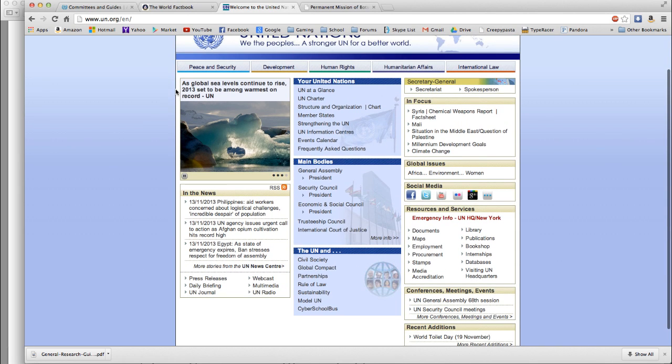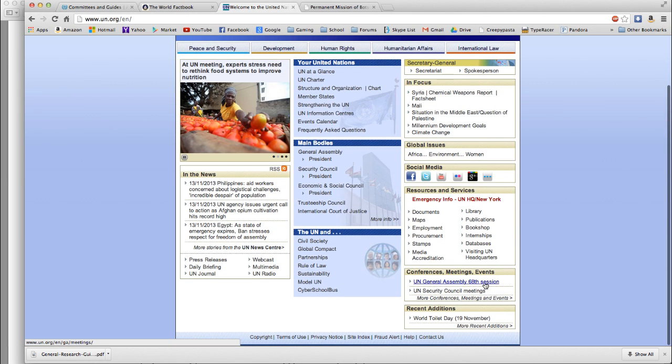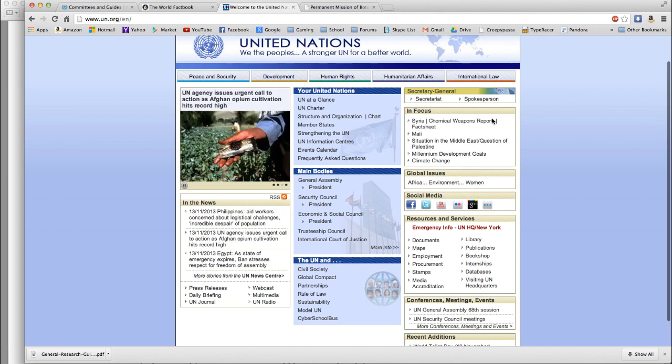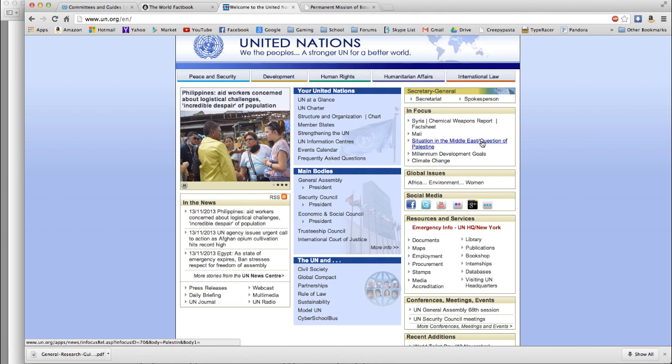Mainly pay attention to perhaps this right column over here. You will notice that there's resources and services, there's the documents, there's maps, there's databases. You can look down here at conferences. You'll find the past conferences, Security Council meetings, everything that happened then. In focus up here, you can find recent ones, the Syrian Chemical Weapons Report, Middle Eastern situations. This has everything that's occurring at the UN, and as I said before, everything at Arizona Model UN parallels the actual UN, so it's either been discussed before or is being discussed.